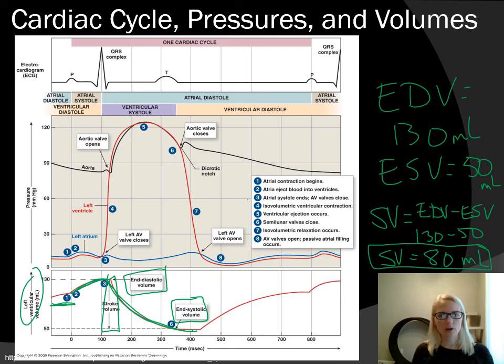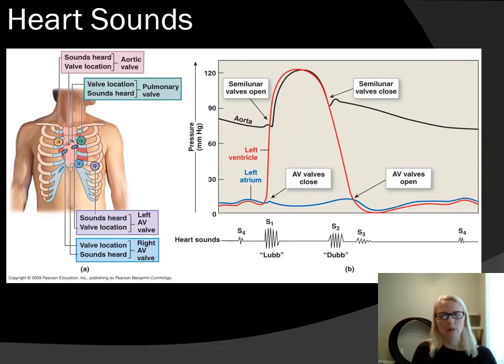All right, so those are cardiac cycle pressures and volumes all lined up. The last slide in here is going to be talking about heart sounds, but before we move on, this understanding of EDV, ESV, and stroke volume is the foundation of what we're going to start with in the last video dealing with cardiodynamics. All right, so this slide is showing the same pressure changes from the last graph, lined up with our heart sounds.